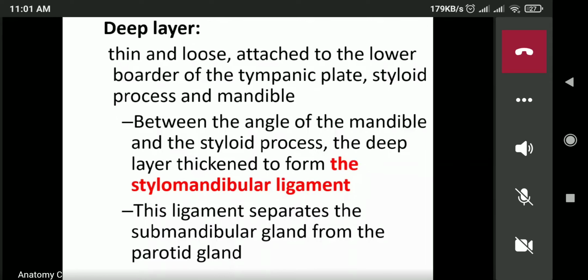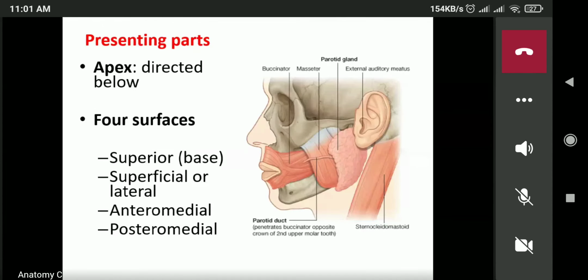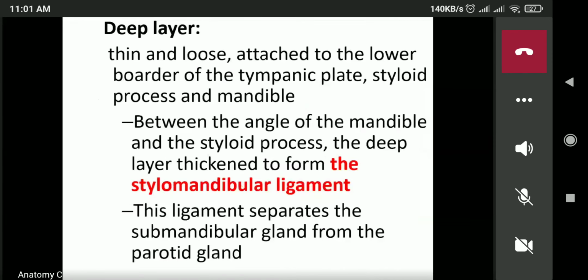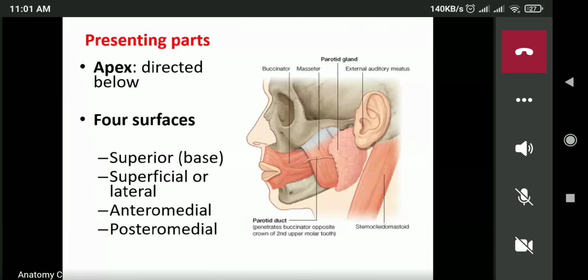So the deeper layer of the investing layer of the deep cervical fascia is condensed towards the styloid process to form the stylomandibular ligament, and that separates the submandibular gland from the parotid gland. So that is all about the fascia, true capsule and the false capsule. So the presenting part of the parotid gland.